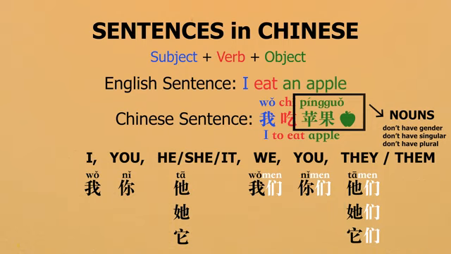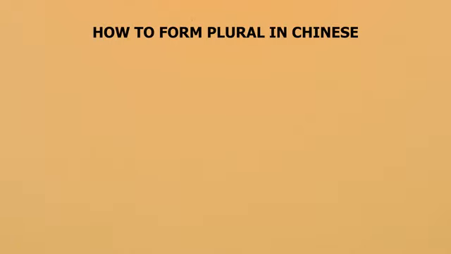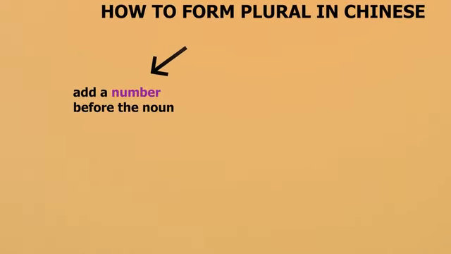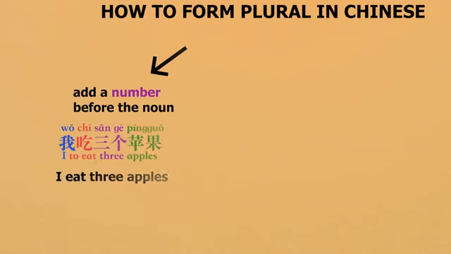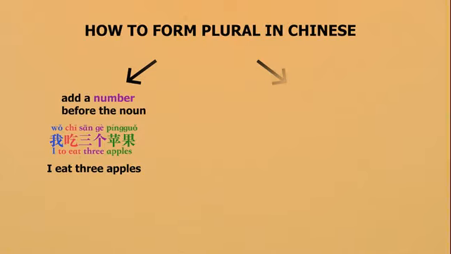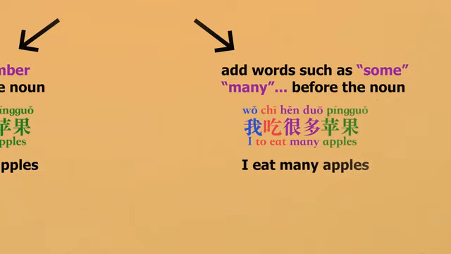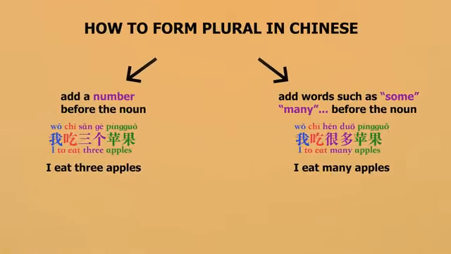And to create the plural form, sometimes you can use the character 们, men, but we'll see that in the future. To create the plural form in Chinese, we normally have two options. The first one is to add a number before the noun. For example, 我吃3个苹果. The second one is to add words such as some, many, a lot before the noun. 我吃很多苹果. As you can see, Chinese grammar is quite easy compared to many other languages.